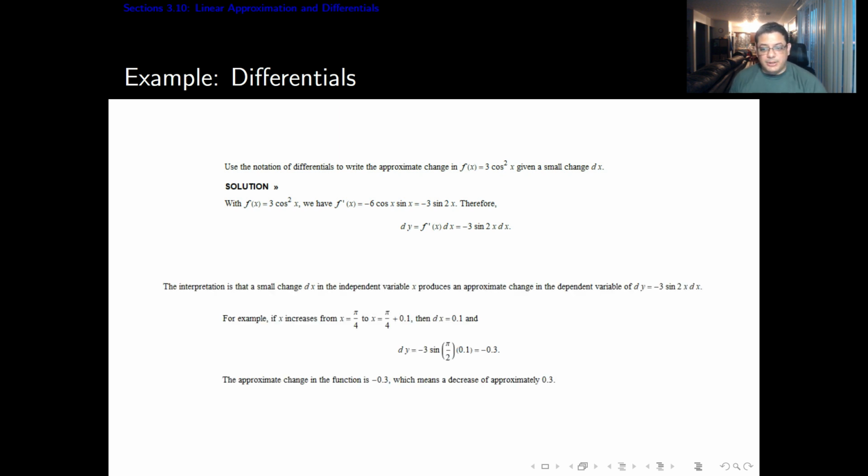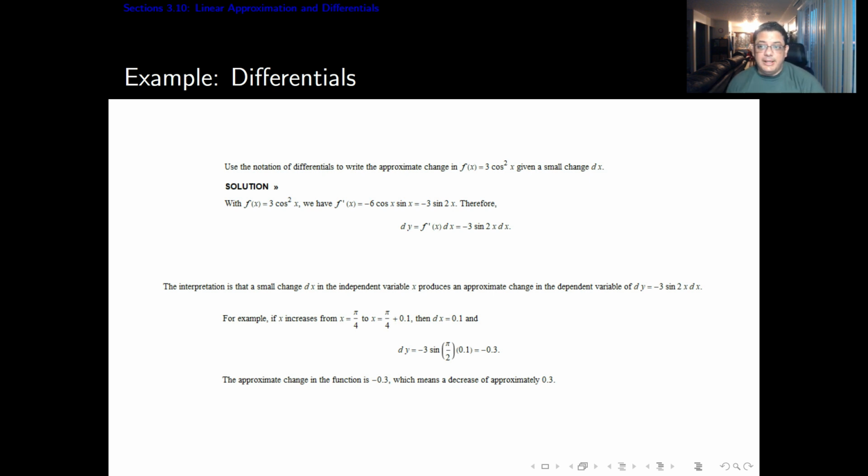Now, thanks to that, the interpretation is that a small change delta x is going to produce an approximate change in the dependent variable delta y equals minus 3 sine of 2x dx. And so, for example, if we're making a change from x equals pi over 4 to pi over 4 plus 0.1, then the change delta x is the difference between these two, which is 0.1. And delta y will be just minus 3 sine of pi over 2 times 0.1, which equals minus 0.3. Okay? And so this minus means that the approximate change in the function is minus 0.3, which means that it's going to decrease approximately 0.3.